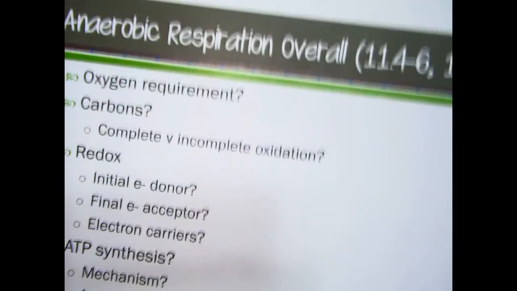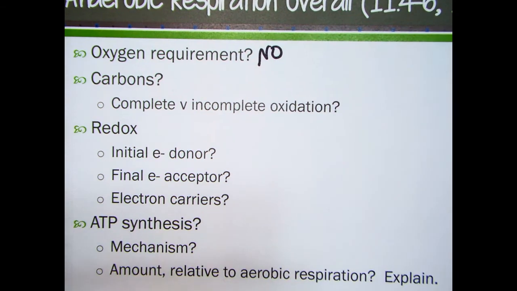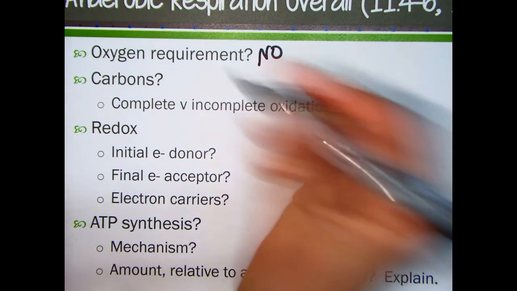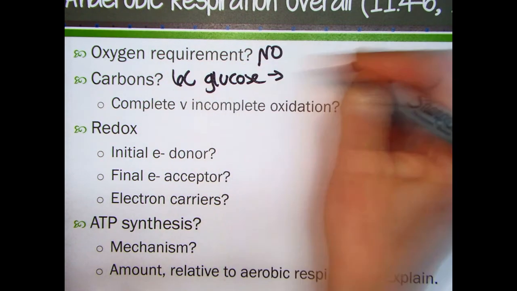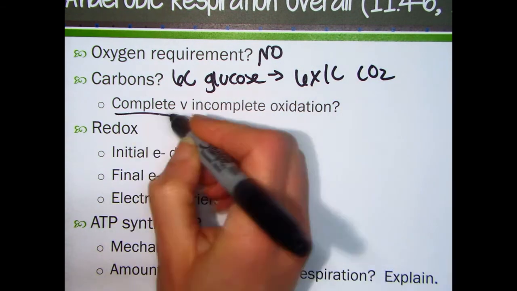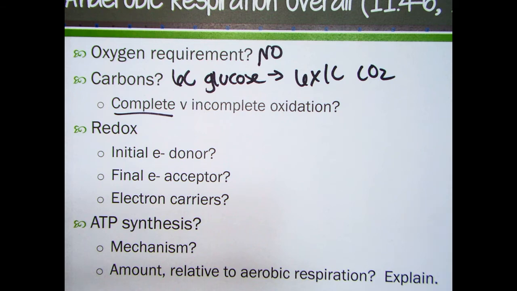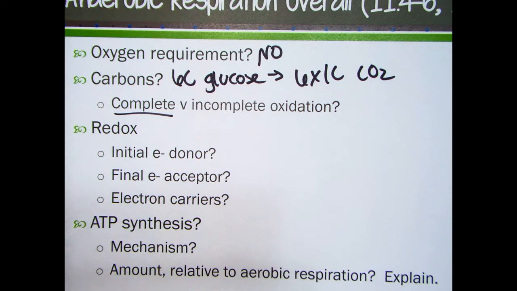All right, so our summary for this. Does anaerobic respiration use oxygen? No, it does not. What is happening to the carbons? So if we consider the entirety of the process from EMP glycolysis all the way through the end, then we are going to start with the 6-carbon glucose and go all the way to the 6 1-carbon CO2. And so this whole process will give us a complete oxidation, because there are no bonds remaining between the carbons for us to break.